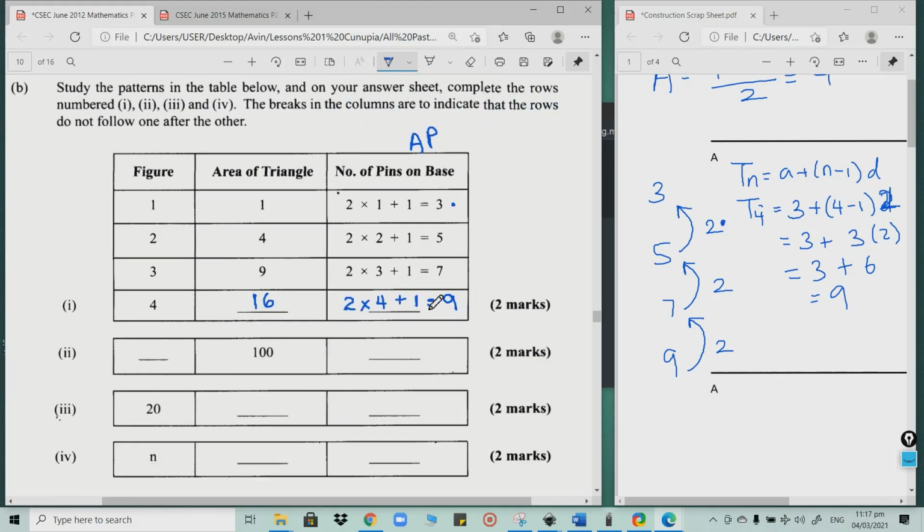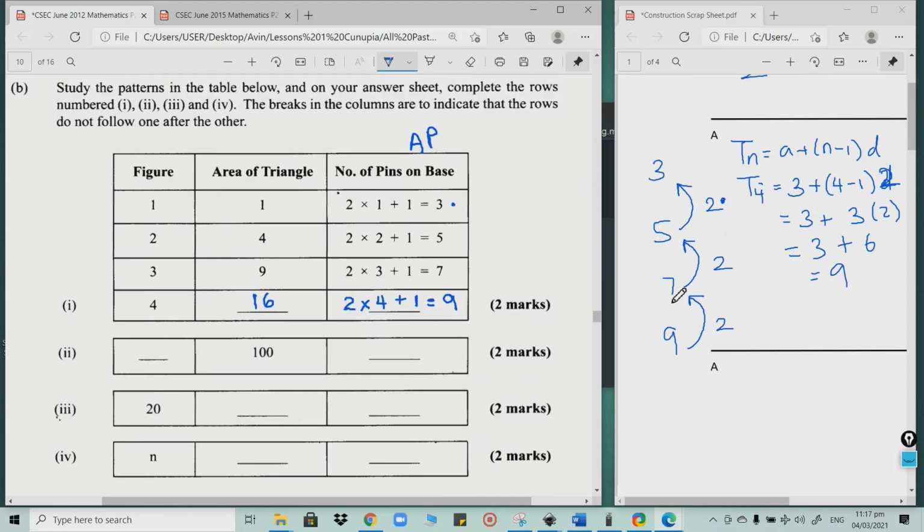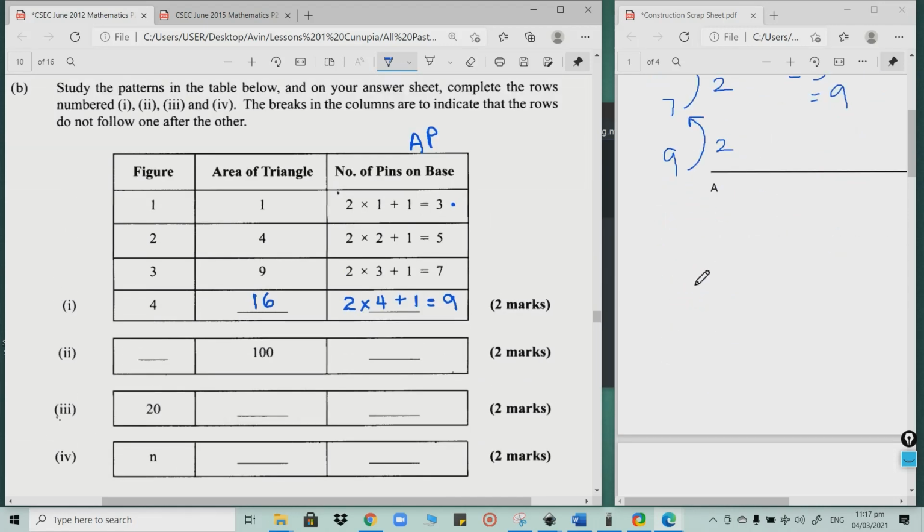All right. So moving on to the next part of the question now. For this column here, the AP column, A is 3, that's this here, and the common difference is 2. That's just in case we need to calculate anything else here. We're over here now. We have to fill out this column here. So if here's 100, what needs to go over here?